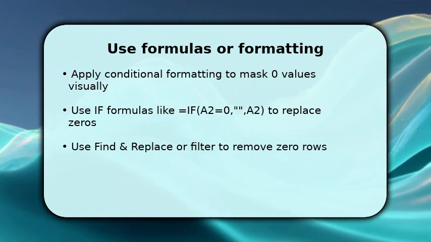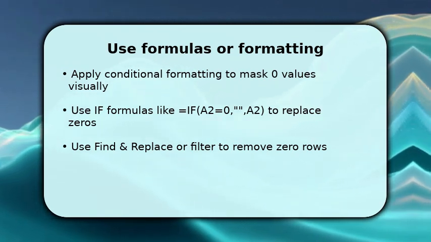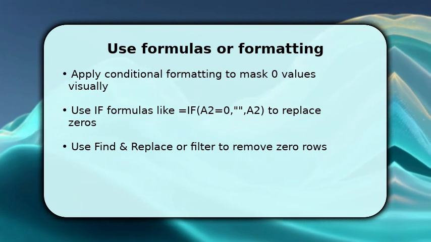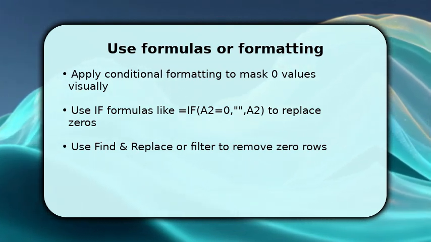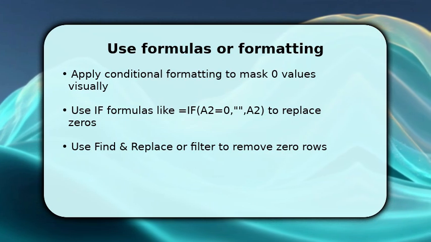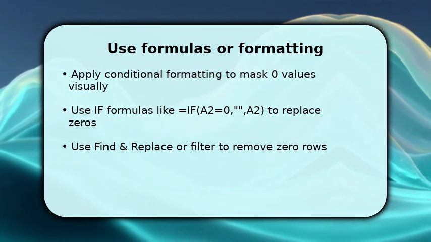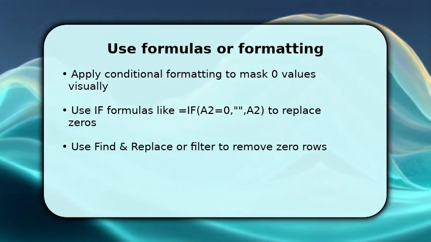Set a rule that applies white text to cells equal to 0 so zeros are hidden but still available for formulas. If you need true blanks, use an IF formula. Equals IF(A2=0,"",A2) and drag down or paste values after.